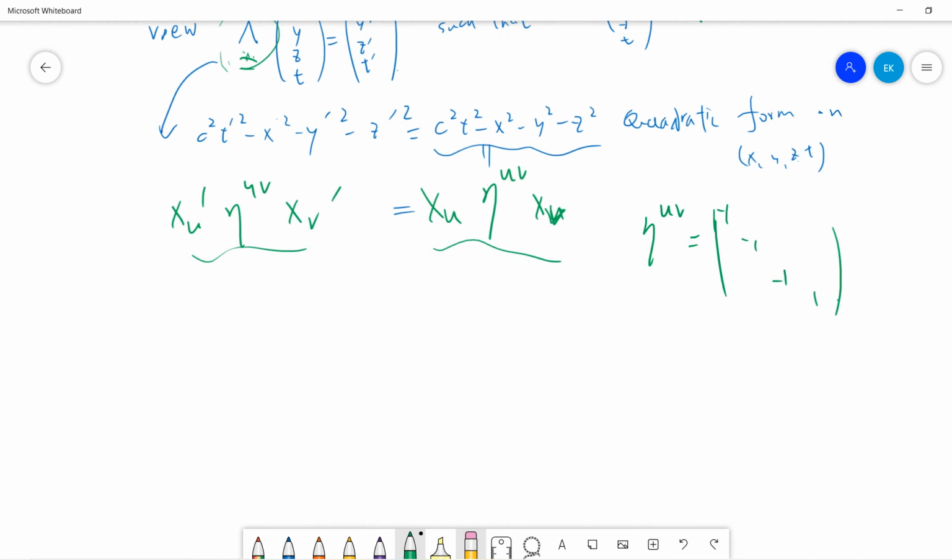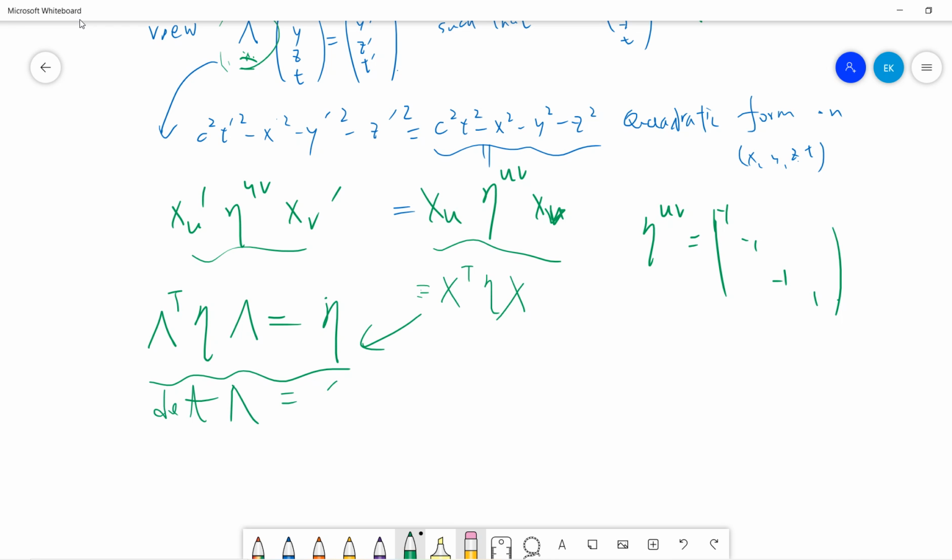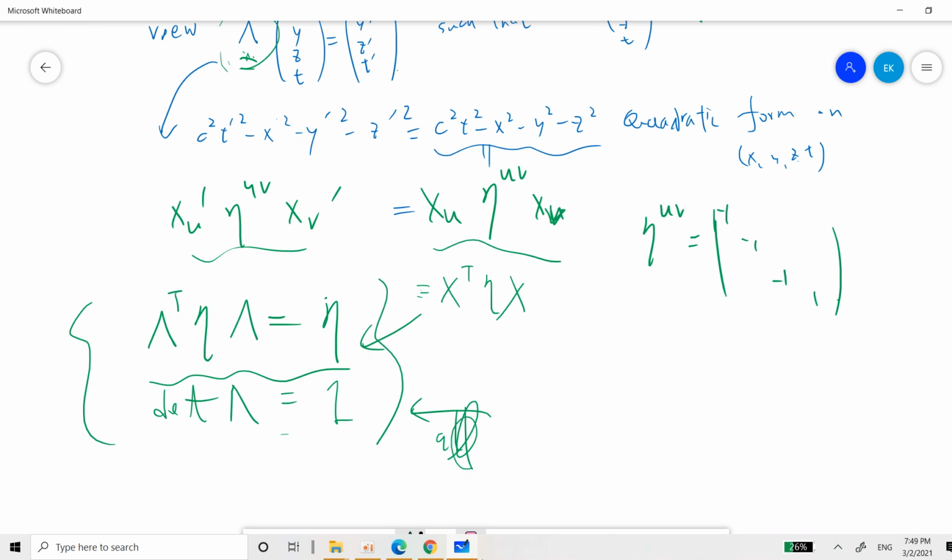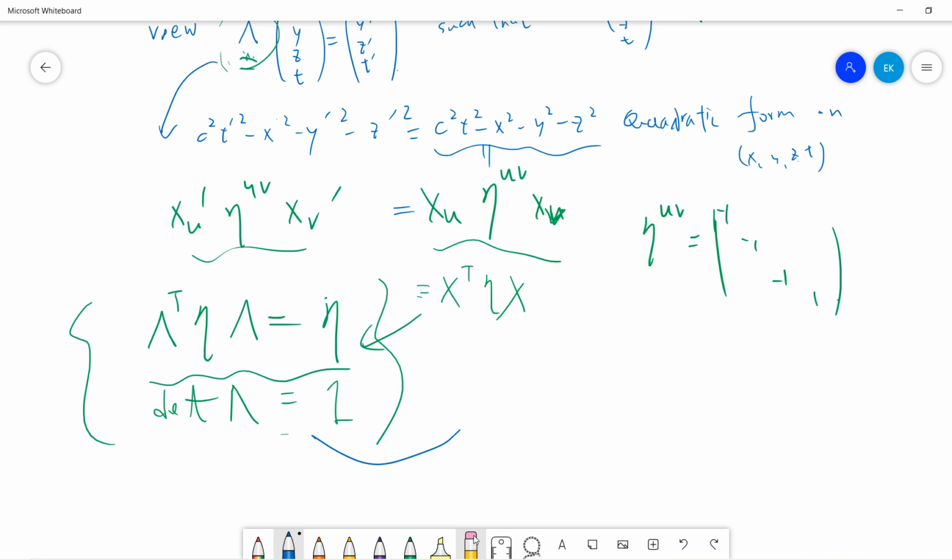Okay, so from here we know that lambda transpose, if you plug in, you get lambda transpose eta lambda, then you will get this one, right? Just write this in matrix form. So I can write x transpose eta x, right? So combining this, then I add an idea that the determinant of lambda is 1, right?